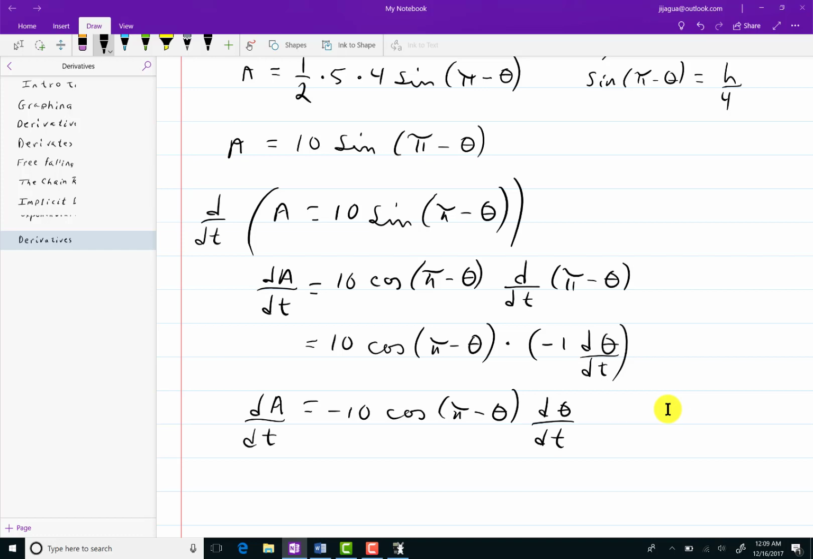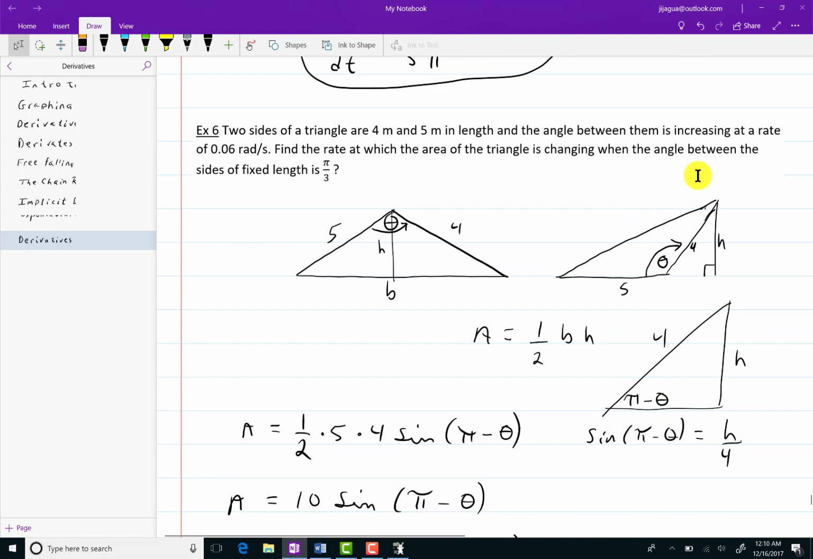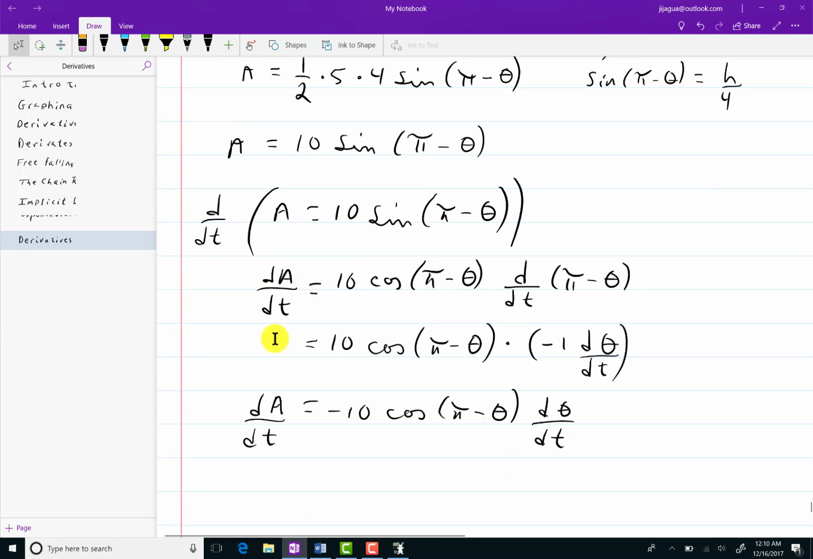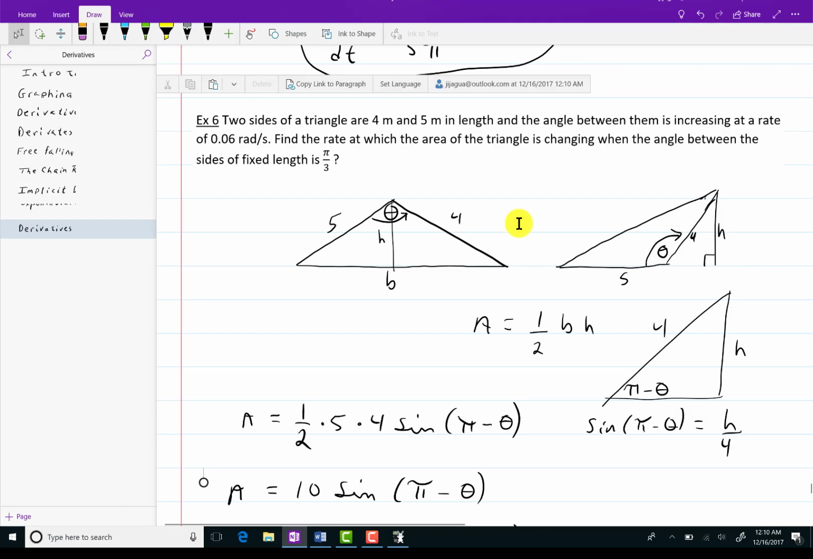Now let's see what information we do have. Find the rate at which the area of the triangle is changing. So they want me to find this thing, this dA over dt. So I don't know that off the bat. But I do know that the angle is increasing at the rate of 0.06 radians per second.